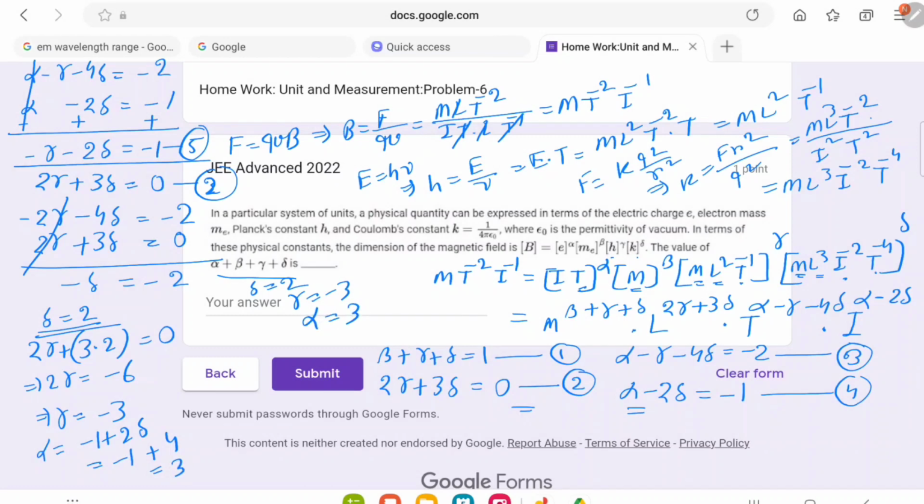Let us write it down. Alpha is 3. Now we can use equation 1 to find out the value of beta. Beta is equal to 1 minus gamma minus delta. So 1 minus gamma, gamma is minus 3, so this becomes plus 3. And delta is 2, so this is minus 2. 4 minus 2, which is 2. So beta has the value of 2. Add all these up. 2 minus 3, which is minus 1. Minus 1 plus 3 is plus 2. Plus 2 is equal to 4. So 4 is our answer. Hope it is clear to you.